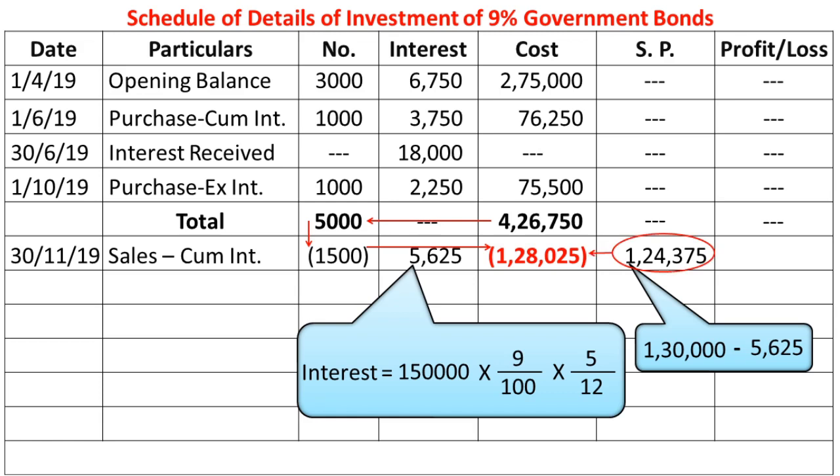which is rupees 3,650. So in case of sales transaction, we have calculated the cost, we have calculated the selling price, and we have also calculated the amount of loss along with accrued interest. Now we need to record this transaction in investment account.